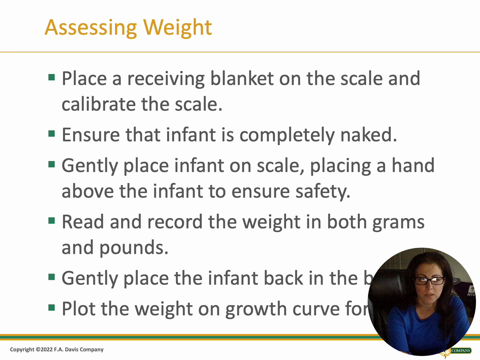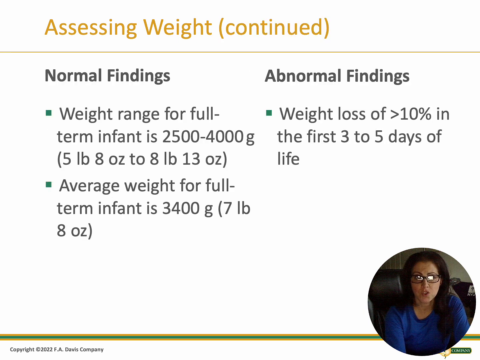And this is also important. If the infant needs medication, we need to be very vigilant about how much they weigh, and to determine the approximate dosage based on their weight. And we can plot their weight on the curve, and that also is taken to their pediatrician's office to determine whether they're falling off the curve or whether they're staying on the curve. Normal weight is usually between 5 pounds 8 ounces to about 8 pounds 13 ounces, and an average is about 7 pounds 8 ounces.